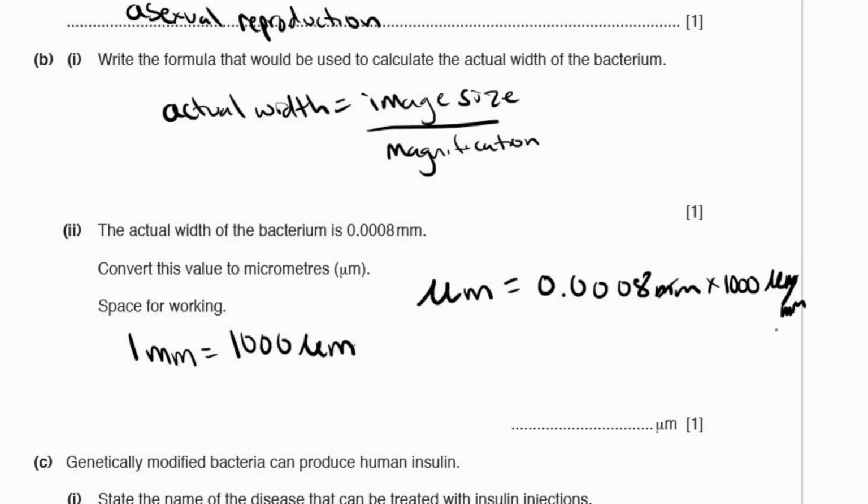You can cross out the millimeters. You don't have to put in your units here. You could just say times 1,000. But if you're ever uncertain, putting the units in makes it clear if you're doing it the right way around, if it should be multiplying or dividing. And so that equals 0.0008 times 1,000 equals 0.8 micrometers. There we go, 0.8 micrometers.